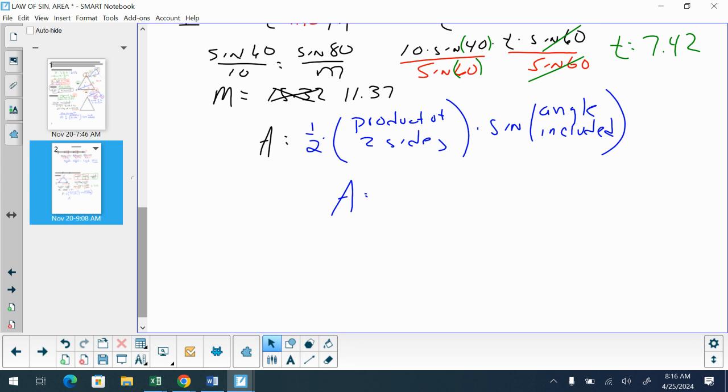Now, these should be close to being exact just because of us rounding and our rounded values here. You're not going to be totally exact, but you should be close to the values.